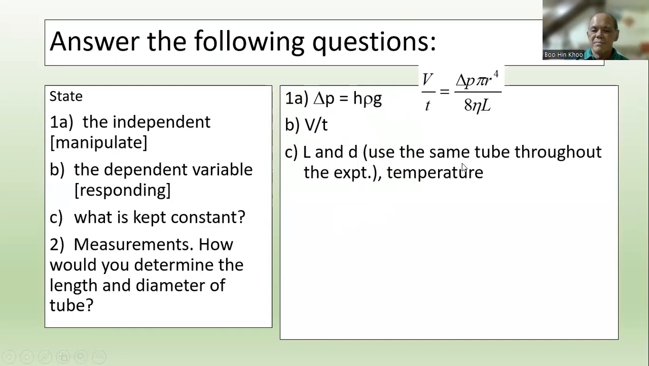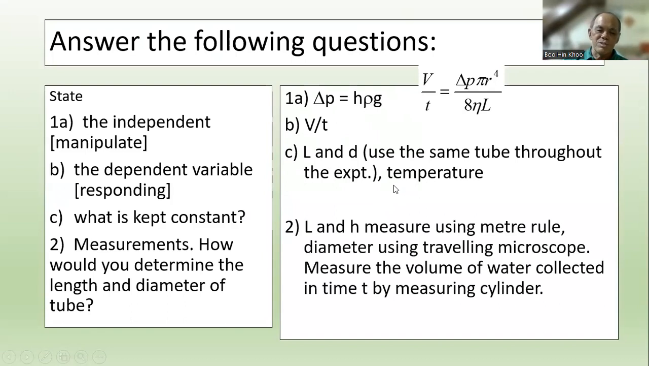Use the same tube throughout the experiment, and make sure the temperature is constant. Use a thermometer to check that. L and H are measured using a meter rule because they are large. Diameter is measured using a traveling microscope. You cannot use calipers for the internal diameter. You can see it only, but you cannot touch it. That's why you have to use a traveling microscope.